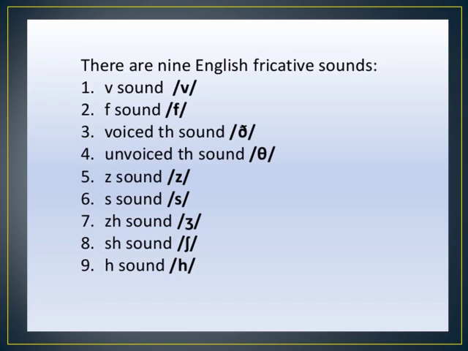The fifth is s, then z. Then the seventh sound is basically the sound which is called zh. For example, in pleasure, the sound is produced, and in measure, the sound is produced again. And the eighth sound is the sh sound, like shine, and the ninth sound is the h sound. So these are the 9 English fricatives.